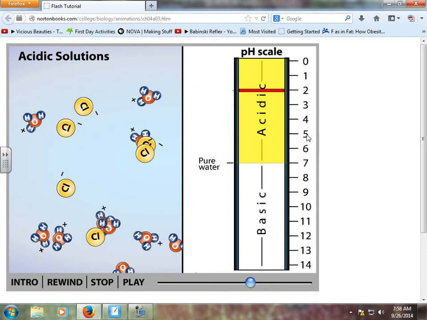From here to here, that's a 100-fold change. From here to here, that's a 1,000-fold, a 10,000, a 100,000-fold. So battery acid is 100,000 times more acidic in concentration than pure water. Okay, that's a little bit different than just saying, oh, that's pH 2. That's pH 7. That doesn't sound that dramatic. But there's 100,000 times more hydronium in a pH of 2.